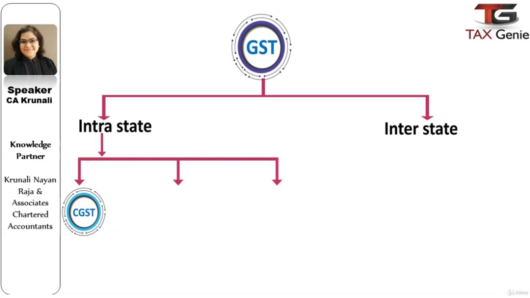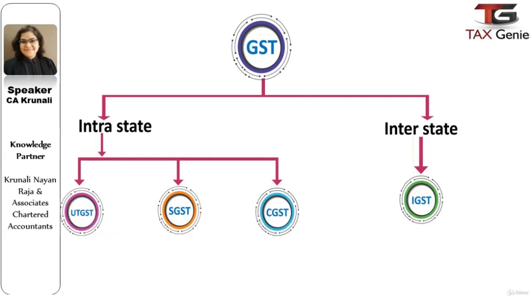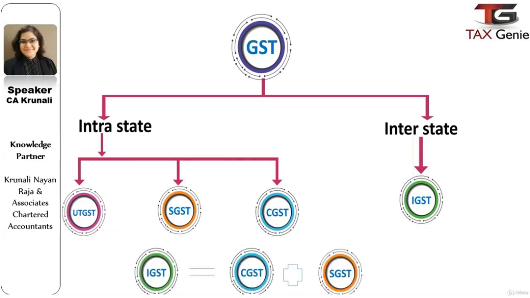This means that CGST, SGST and UTGST is levied on intrastate transactions and IGST or Integrated Goods and Services Tax is levied on interstate transactions. It is to be noted that IGST equals CGST plus SGST. That is, Integrated Goods and Services Tax rate would be equal to Central Goods and Services Tax rate plus State Goods and Services Tax rate.